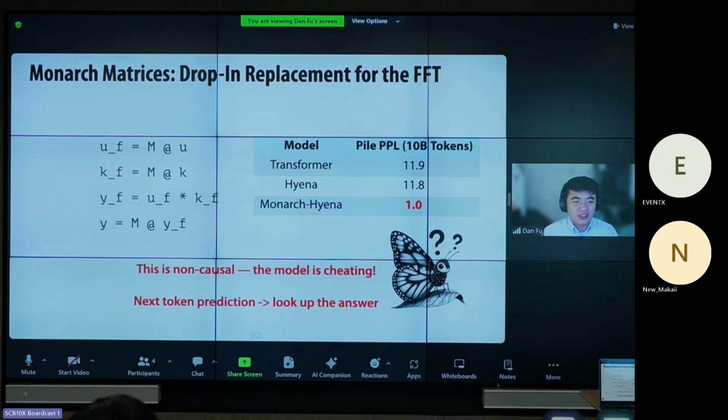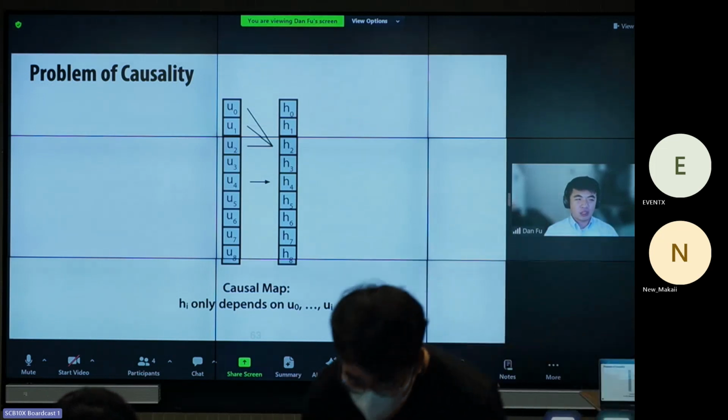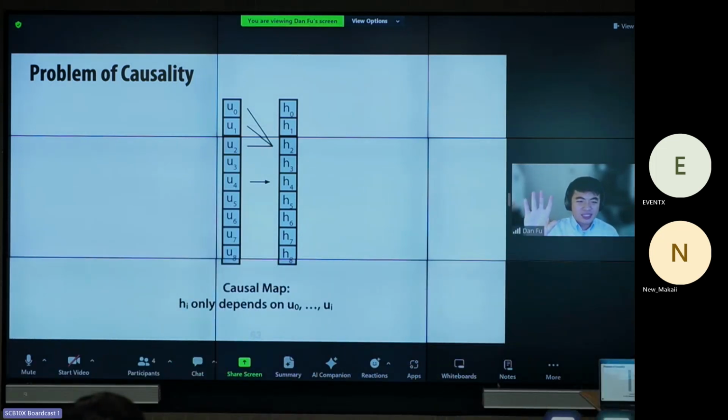The answer is no. The model, it turns out, is not causal. The model is cheating. What that means is we're training it on next token prediction, and the model is just cheating, looking up the answer directly. So what is causal? A causal map means that if I have some input U and some output H, H0 can only depend on U0. H1 can only depend on U0 and U1. H2 can only depend on U0, U1, and U2. And when we did the super naive initial replacement, where we replaced the FFT with Monarch matrices, we broke causality. In particular, you can write out Monarch matrices where H2 is exactly equal to U3, and you can imagine how next token prediction stops learning in H.